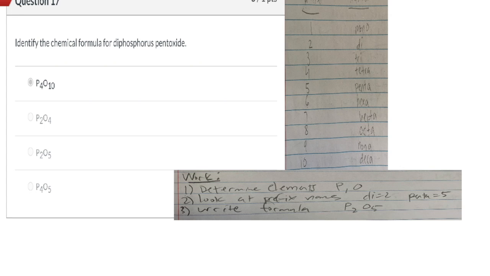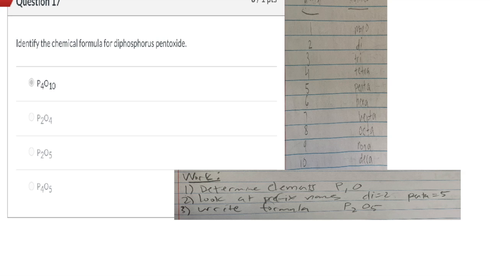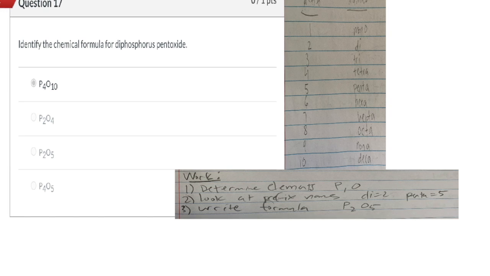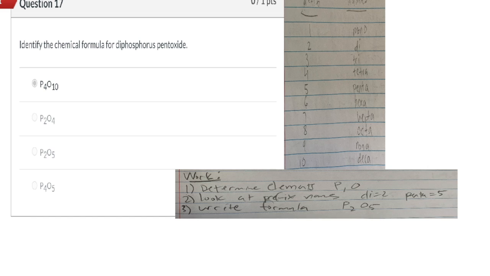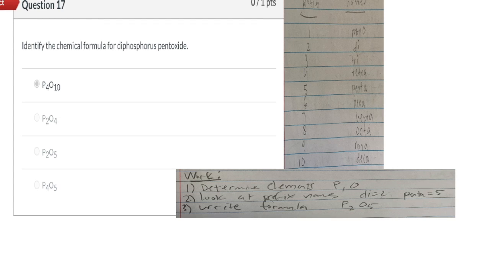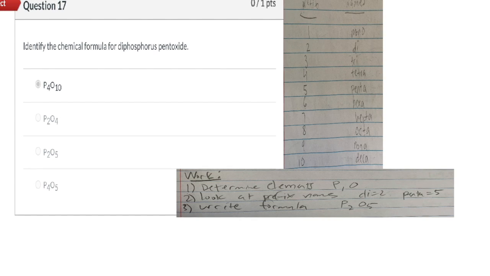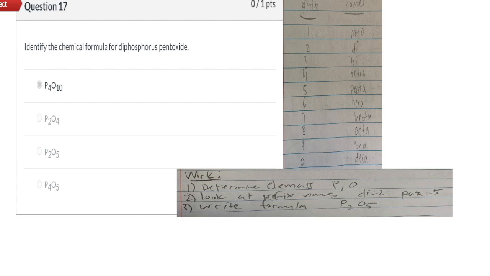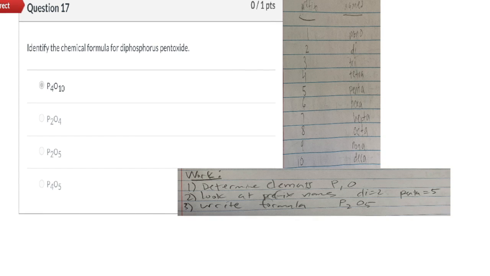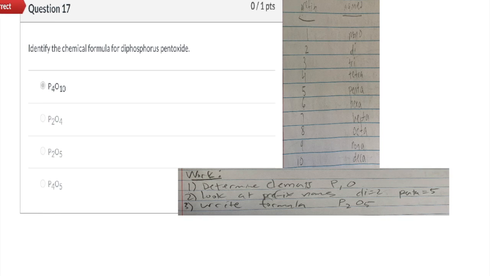So for this question, it's asking us to identify the chemical formula for diphosphorus pentoxide. The first step that we have to do is to determine what elements we're using to come up with the formula. So when given diphosphorus pentoxide, ignoring the prefix names di and penta, we know that we are given phosphorus, and that's just the element P on the periodic table, and also oxide. Oxide is just oxygen, so that's just O.